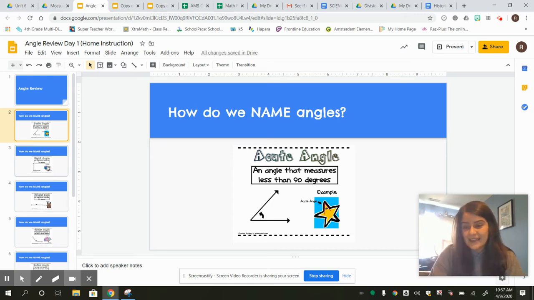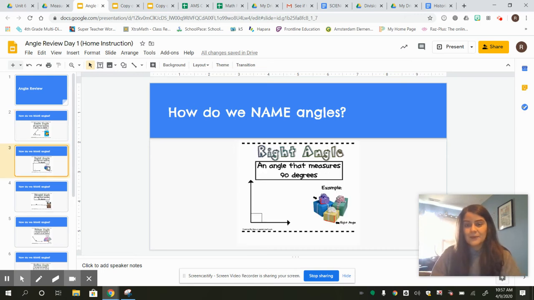The next type of angle that we talked about was a right angle, and that's an angle that measures exactly 90 degrees. And if we look here, it makes a perfect letter L, and this box on the inside lets us know that it's exactly 90 degrees. So we had acute, and now we have a right angle.